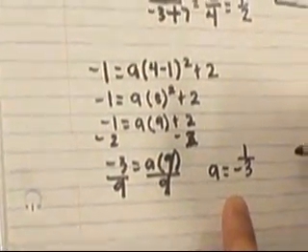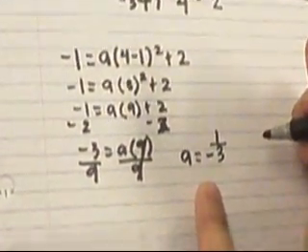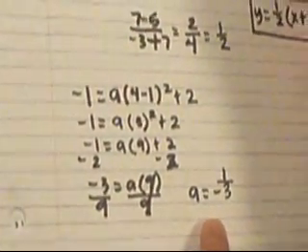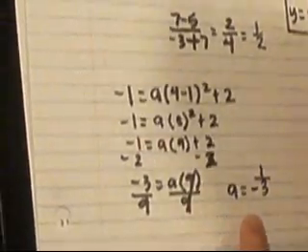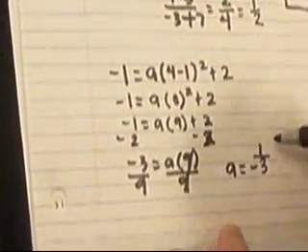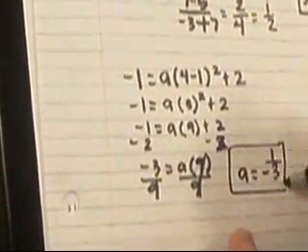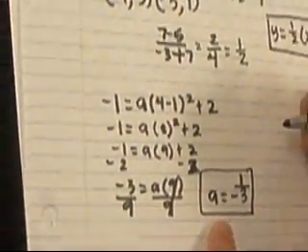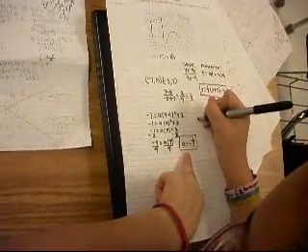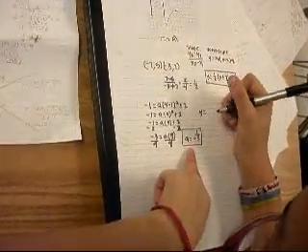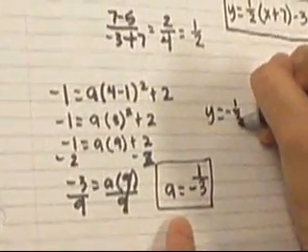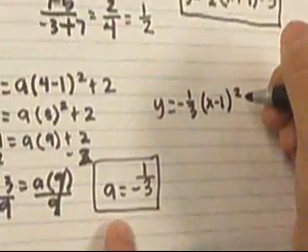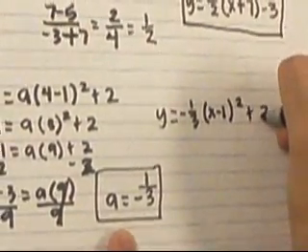And then I just plug it in to my formula. This is my slope. This is what would be equivalent to slope in a line. My equation would be y equals negative 1/3 (x minus 1) squared plus 2.